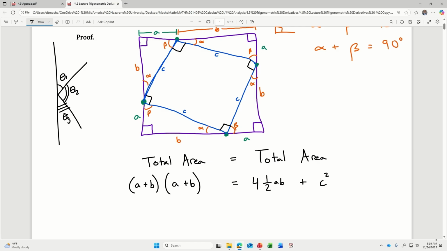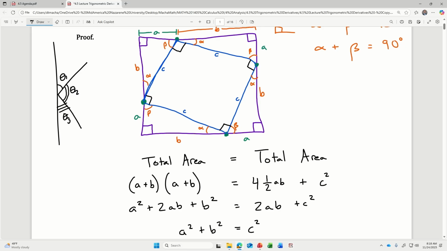And the rest of the proof is super duper easy little algebra. We've got a times a, I'm just foiling this out, 2a times b plus b squared. And on the right side, 4 times 1/2 is 2. Carter's got it. I just subtract 2ab from both sides as my final step, and I get that a squared plus b squared is equal to c squared.